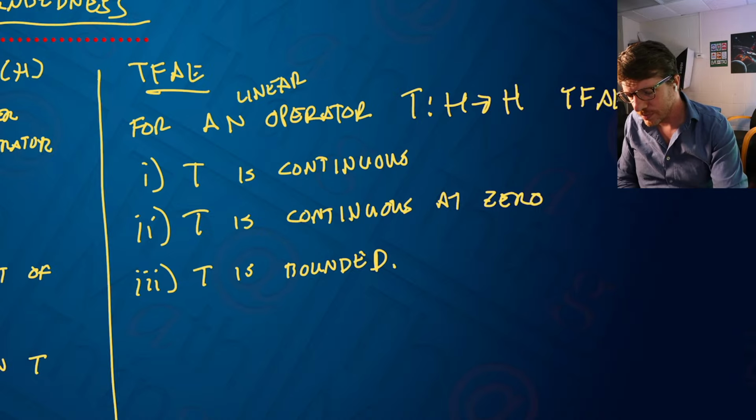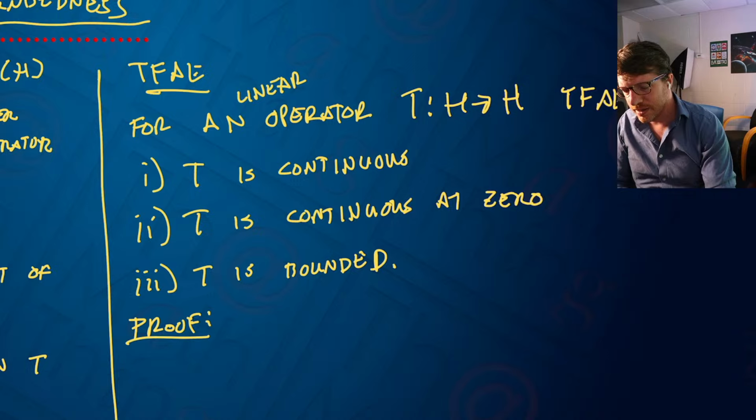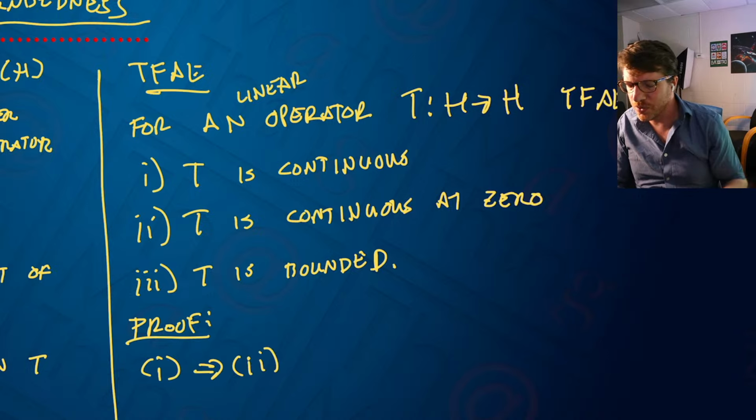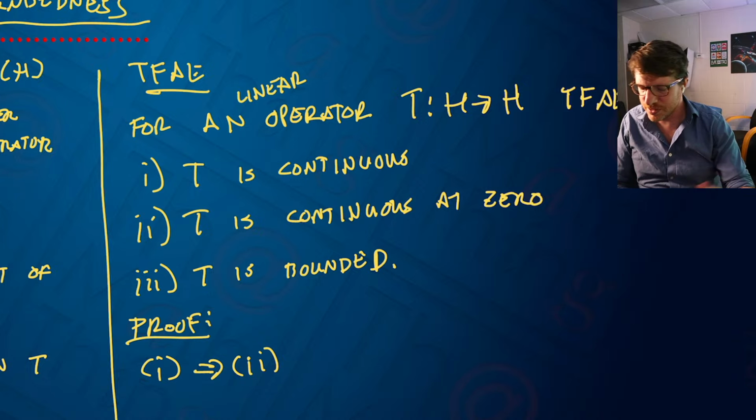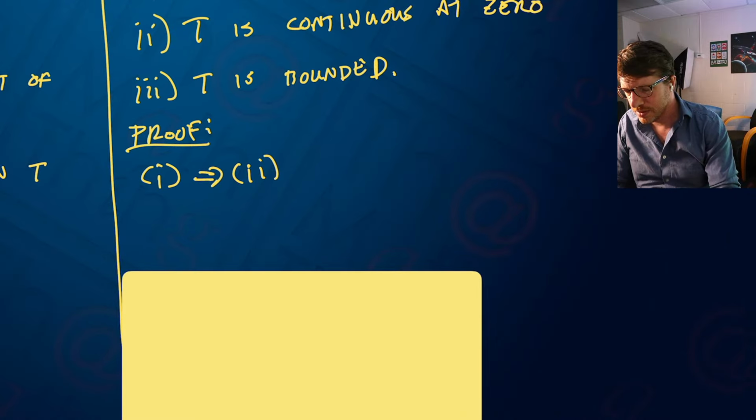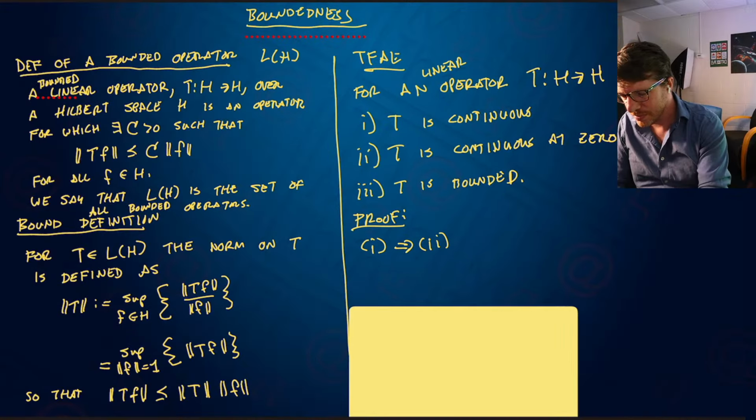I think it's not too hard to prove this. But basically, 1 implies 2. That's pretty obvious. If you are continuous everywhere, you're going to be continuous at 0. That's not too bad.